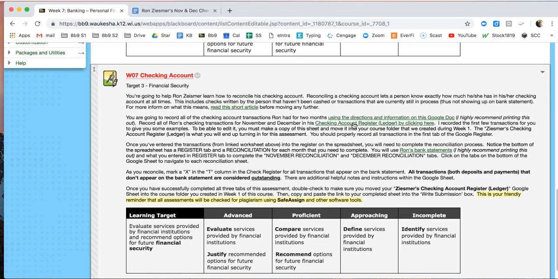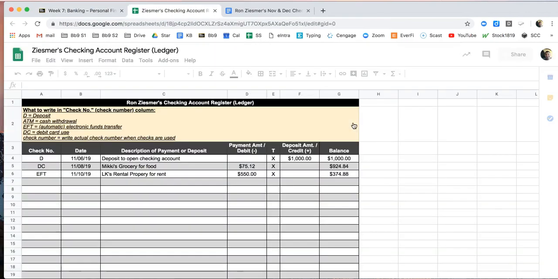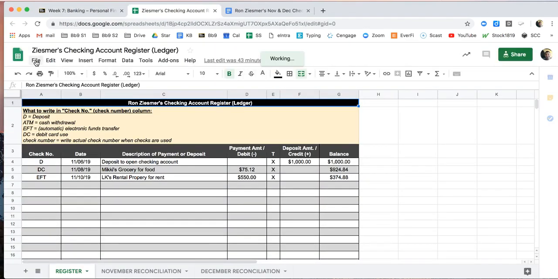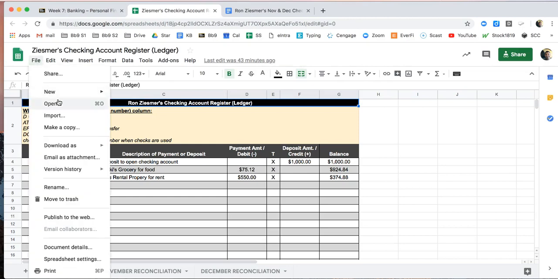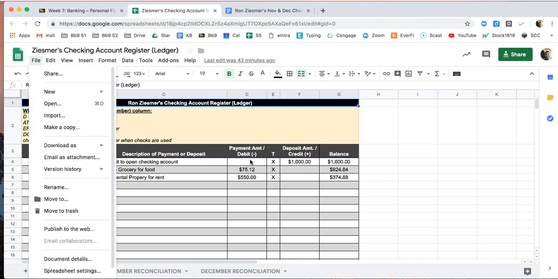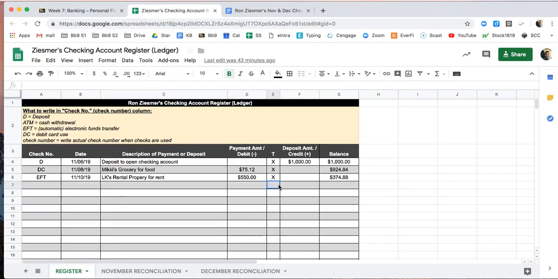So let's go ahead and open that. First thing you're going to want to do is make a copy of this. Go File and then make a copy, because you don't have editing permission. But once you make a copy, it's your copy, so now you can edit it. And then I just ask that you move it into your personal financial planning folder that we created in week 1 for the course, because then I have the proper share settings that I need to evaluate you.